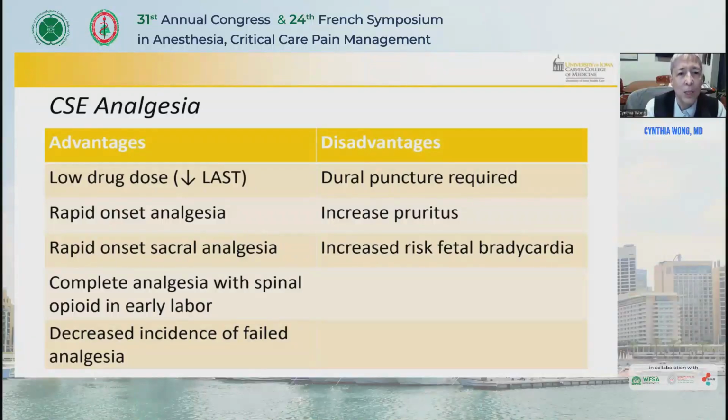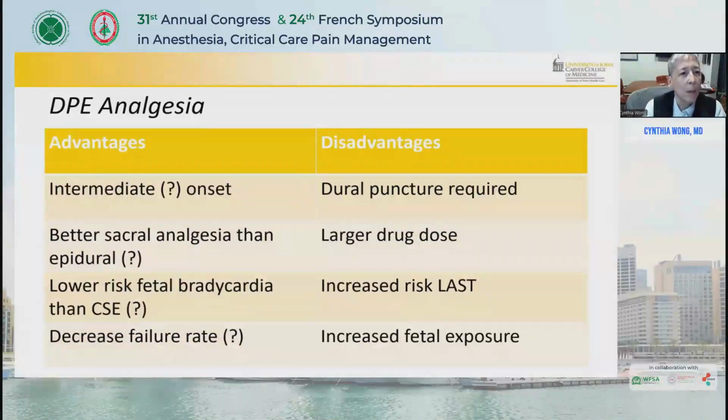The disadvantages are that a dural puncture is required, which requires a spinal needle. The spinal needle is more expensive. There's an increased risk of pruritus when the opioid is administered into the spinal space compared to the epidural space. And there's an increased risk of fetal bradycardia, which we will also talk about in a minute.